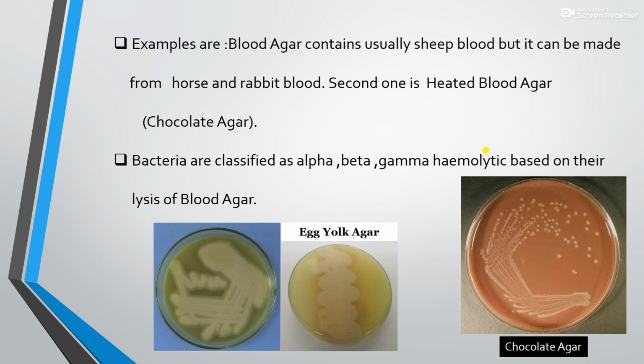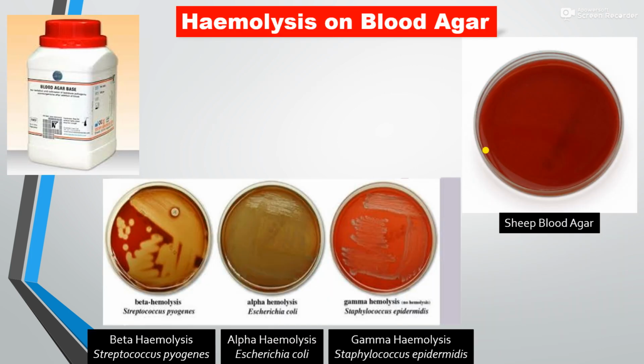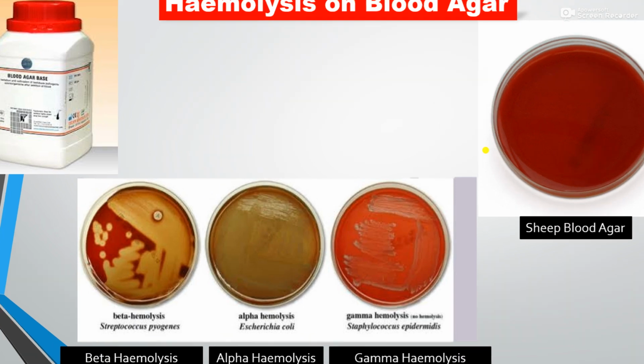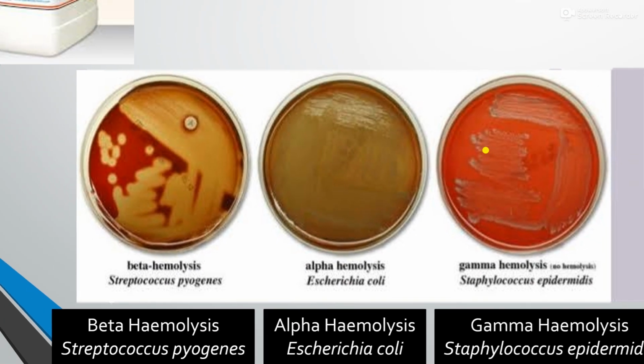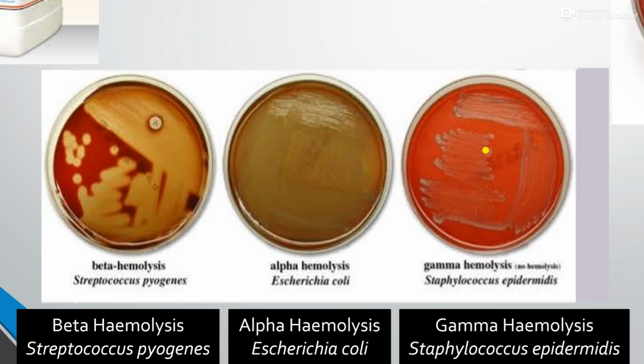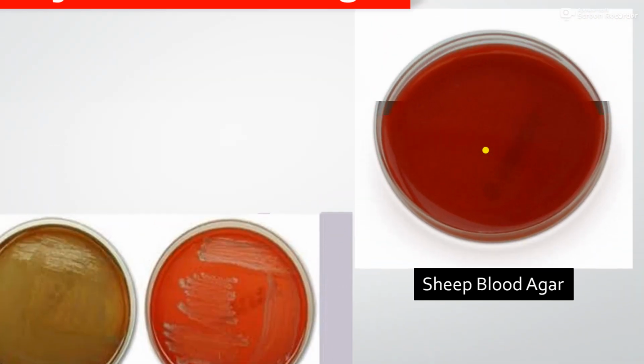We have already discussed that. Look at some media: on the left, egg yolk agar, and on the right, chocolate agar. How they look. Hemolysis on the blood agar, we have previously also seen that. Beta hemolysis, alpha hemolysis, and this is how sheep blood agar looks.